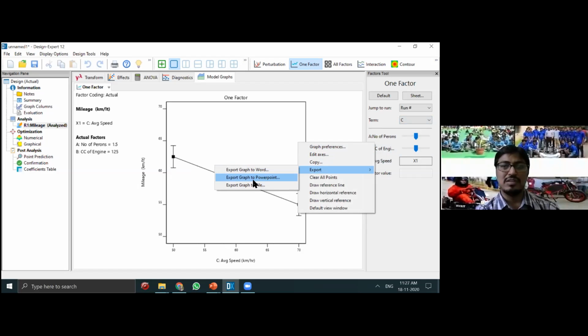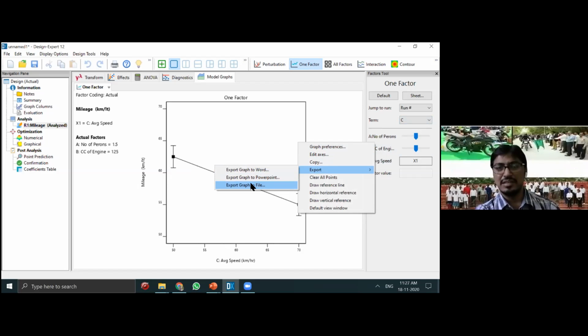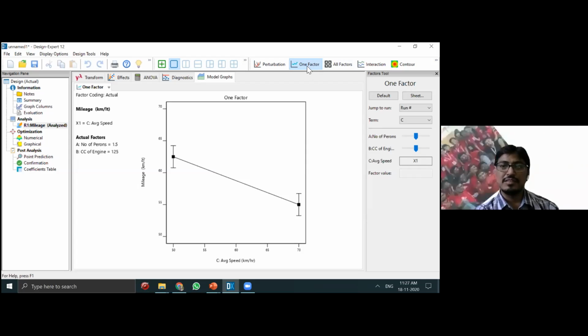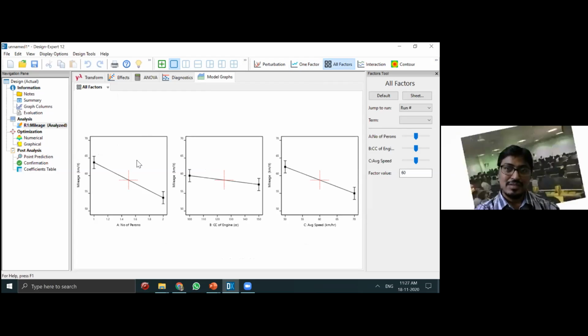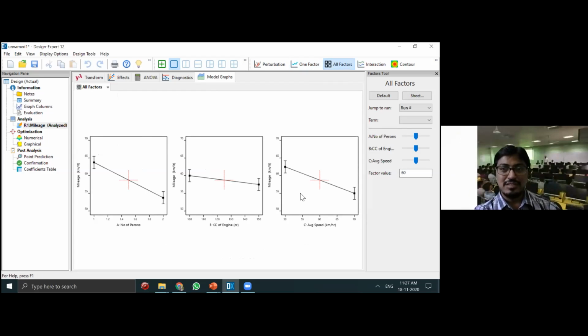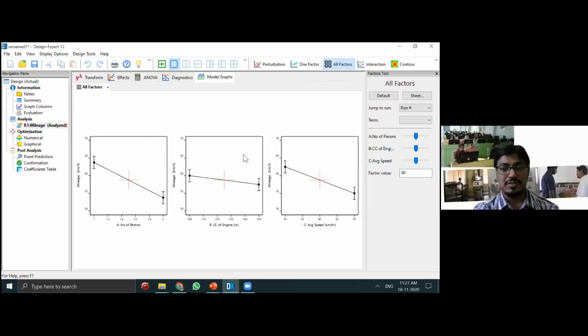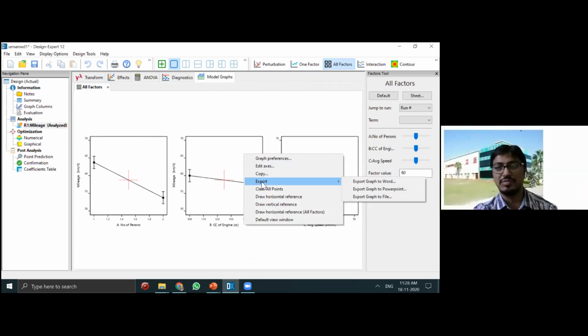You can export to a Word, you can export to a PowerPoint, or you can export to any file. It can be a PNG file. So you can export to that, and you can just directly save it. And this is just one factor. If I want all factors, this is how you can get it. So all the 3 are here. Okay. So this also you can just right click. You can copy or you can export. Just export it. That would give you a good high quality image.